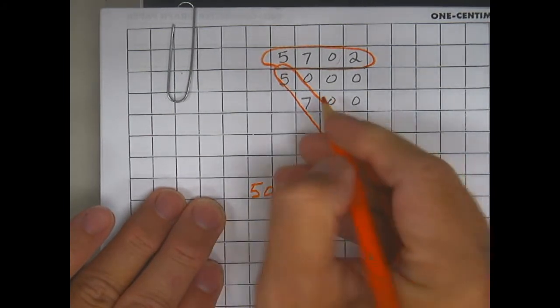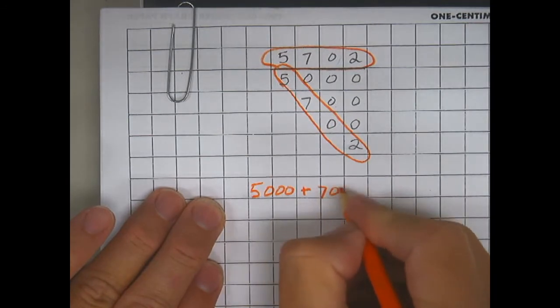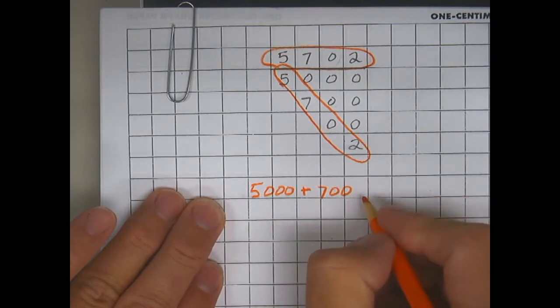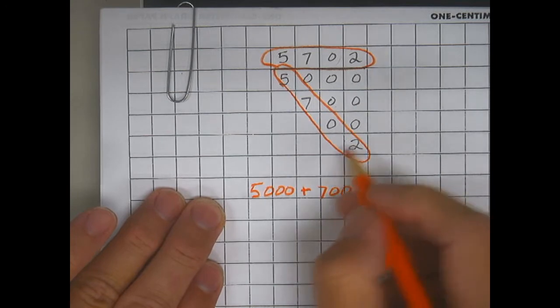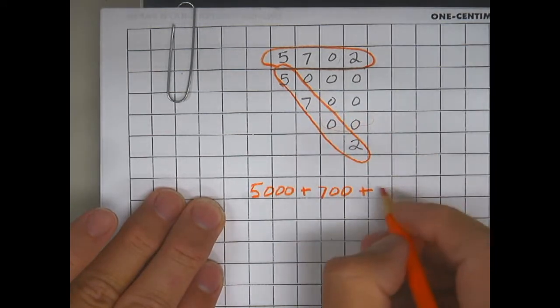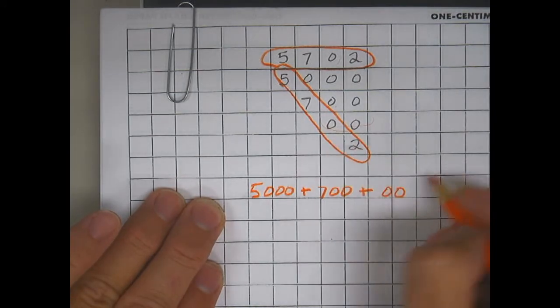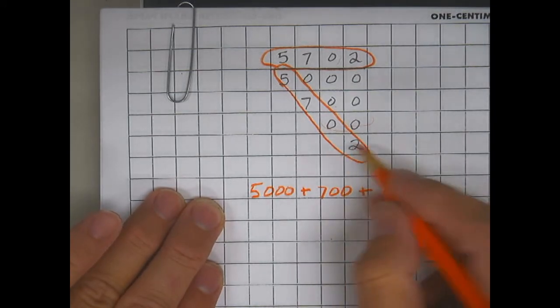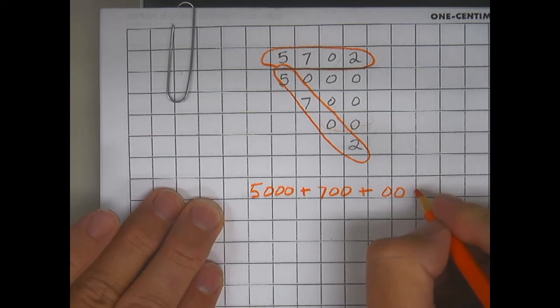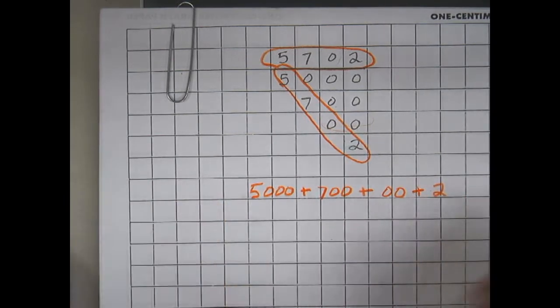So we would write this 5,000 plus 70 plus, and that's for this right here. Some of you might want to put the 0, 0 in right now just to help you to get this straight. Later on, you're not going to need to. All right, and then plus 2. So this right here is expanded form.